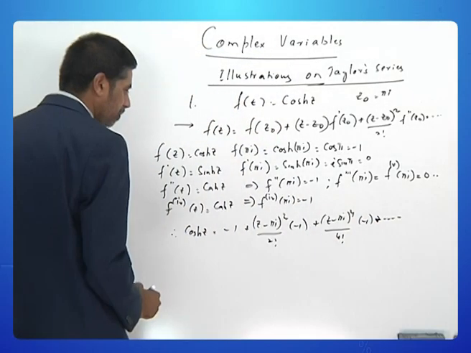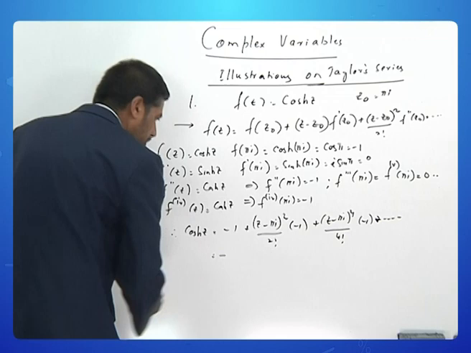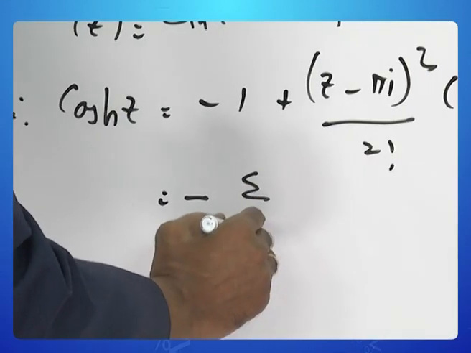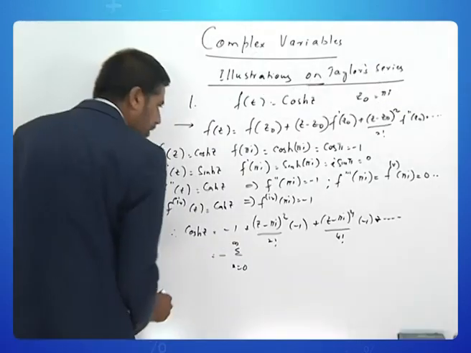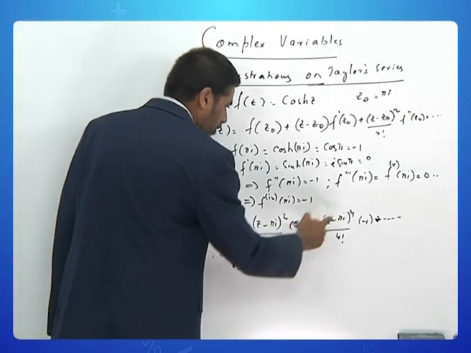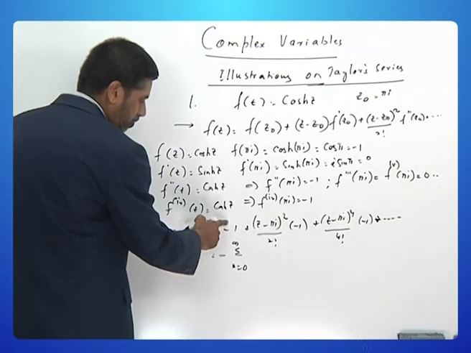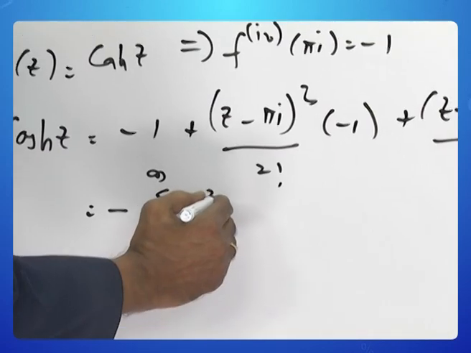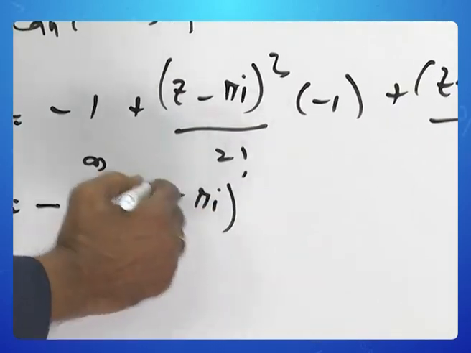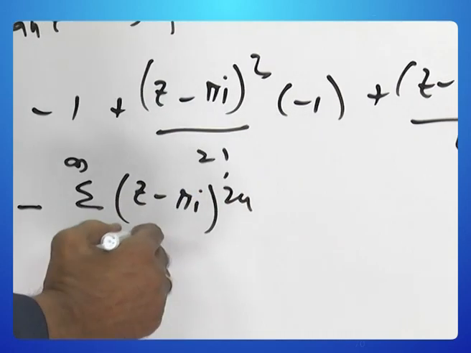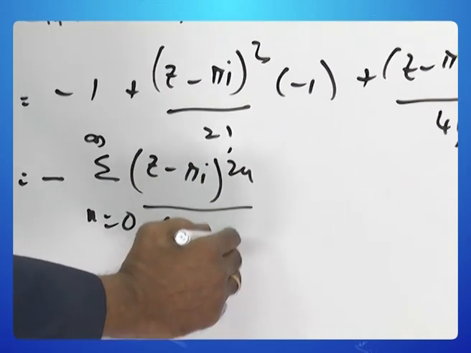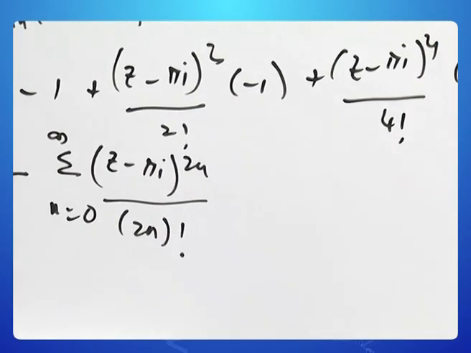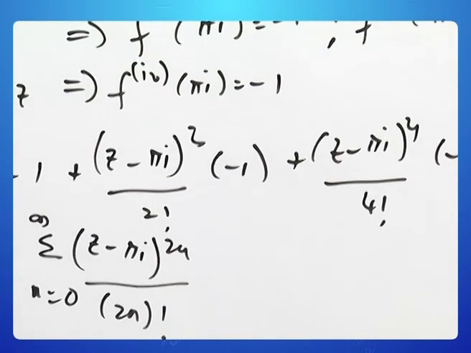Since all the terms are negative, we can extract a minus sign, then inside the bracket all are positive. So, summation n equals 0 to infinity, and the powers are all even. The first term can be visualized as (z minus πi) to the power of 0 by 0 factorial. So, (z minus πi) to the power of 2n by 2n factorial. So, this should be the expansion of cosh z around πi.